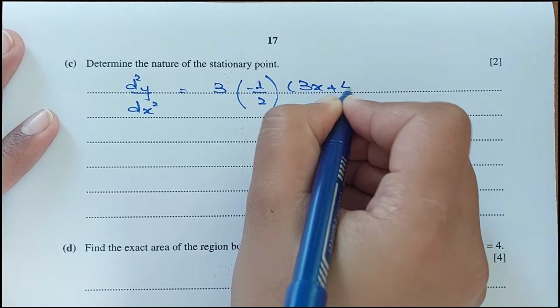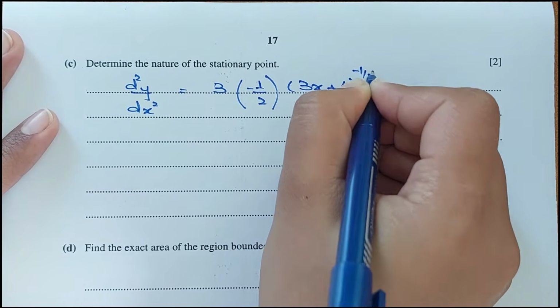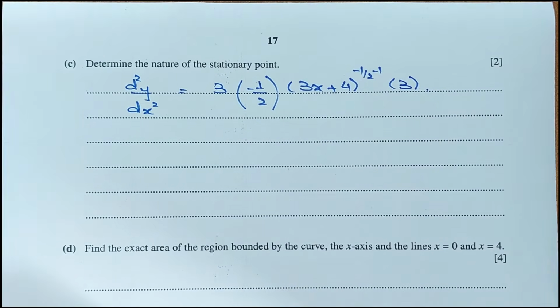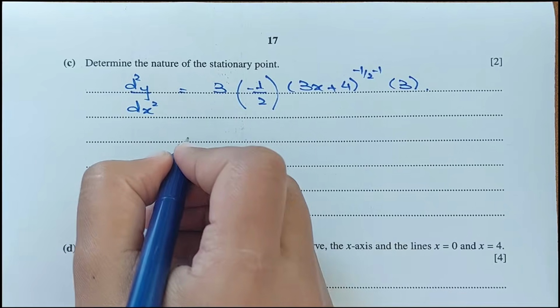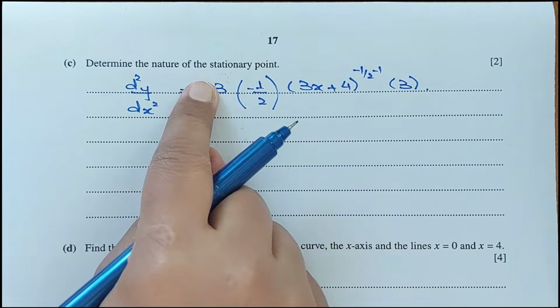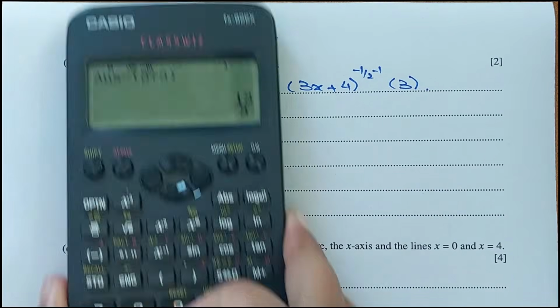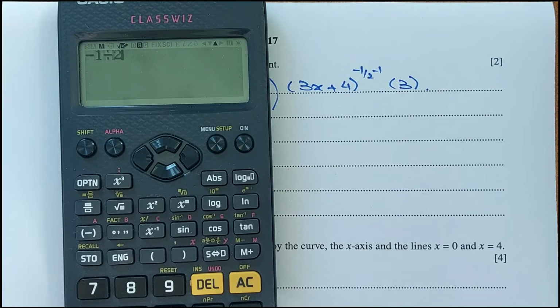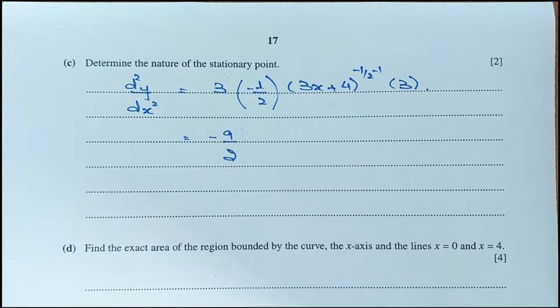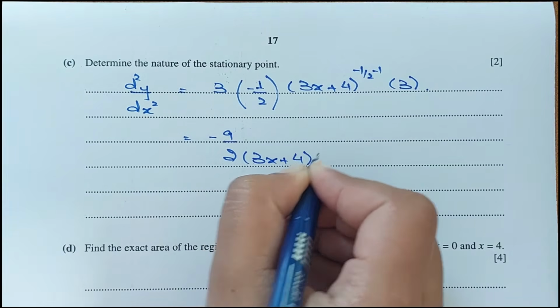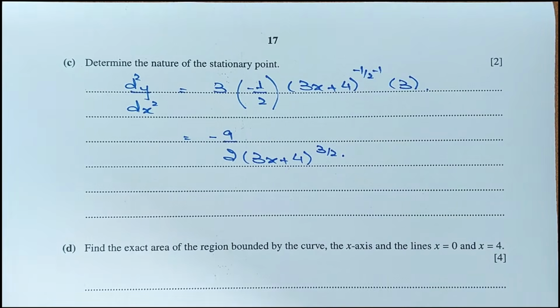3x plus 4 to the power minus 1, and times 3. So here we will get 3 times 3 is 9, minus 9 over 2, and minus 1 by 2 minus 1 is minus 3 by 2. So this is equal to minus 9 by 2 times 3x plus 4 to the power 3 by 2. This is my second derivative.